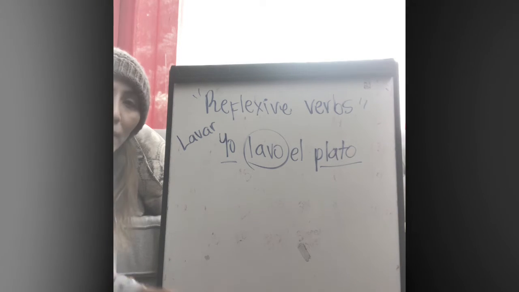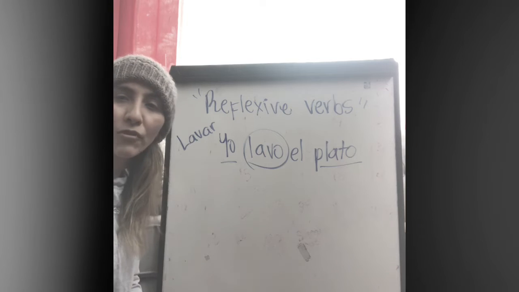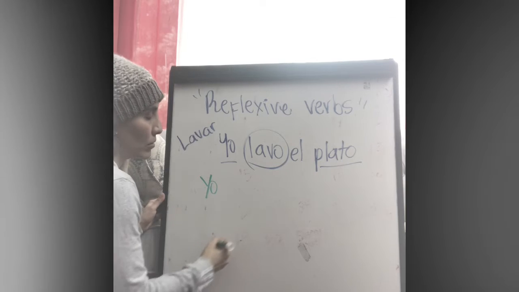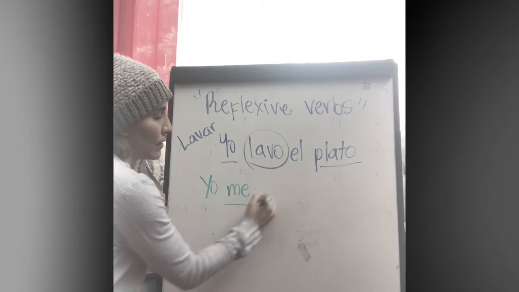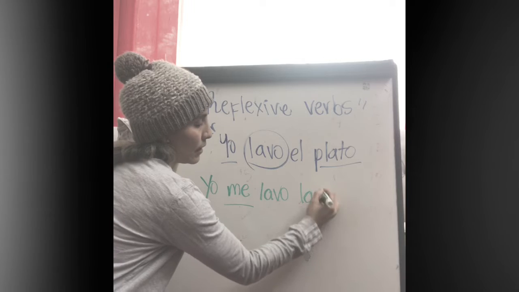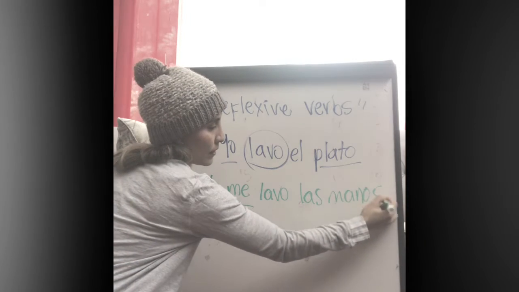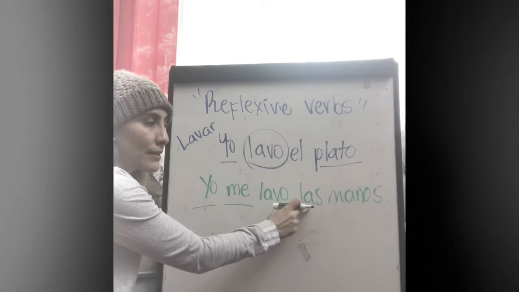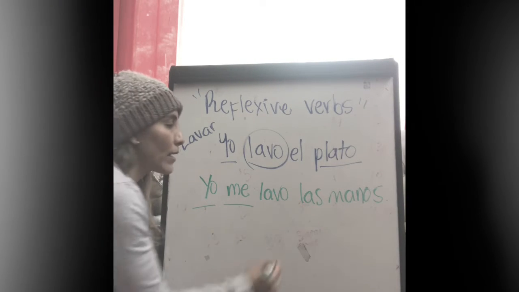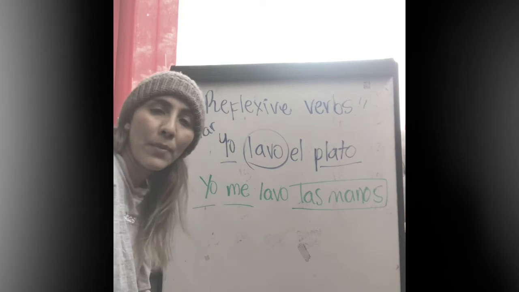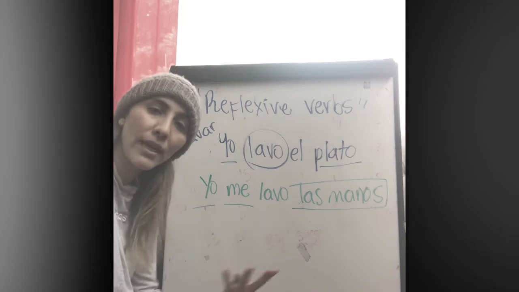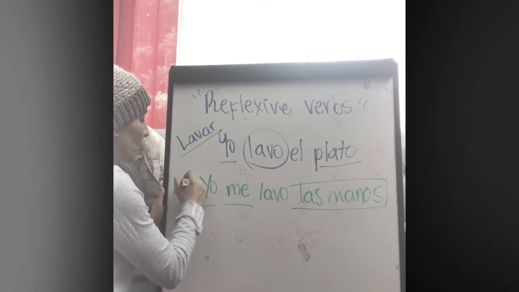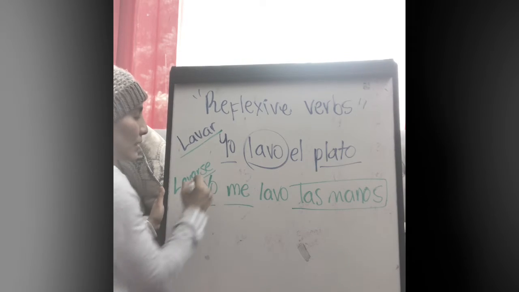Now, I am going to show you an example of what would be a reflexive verb. Yo me lavo las manos. I am doing the action, but also I am receiving the action. Why? Because las manos is part of my body. So that means that I am doing the action and my hands are receiving the action. So in this case, instead of using lavar, I am going to use the reflexive verb lavarse.